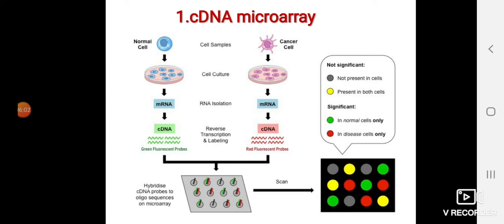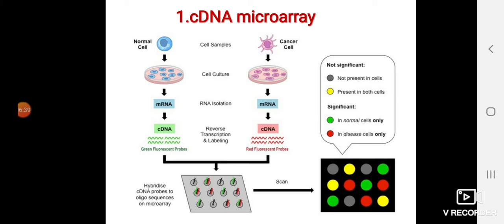Those cDNAs can be labeled separately with either Cy5 or Cy3, which will give the red and green fluorescence. Then those labeled cDNAs are mixed and added onto the chip. Once the hybridization is done, you can subject it to washing and scanning. When we scan, it appears like this, where wherever there is gray color, that indicates those particular genes are not present in the cells.